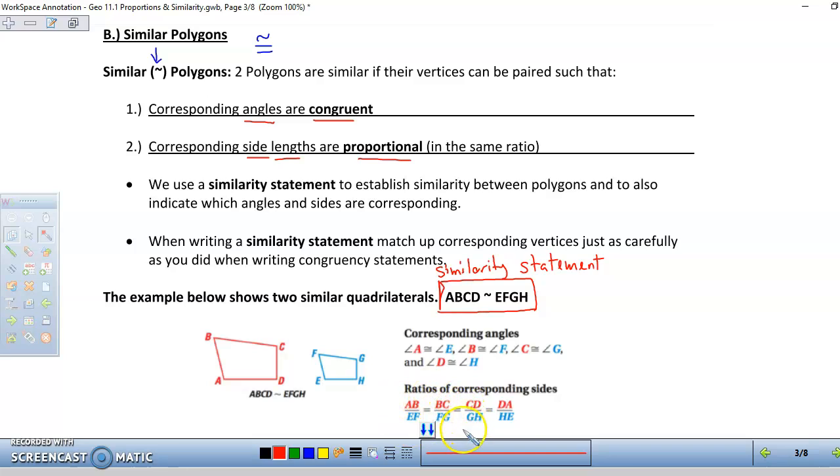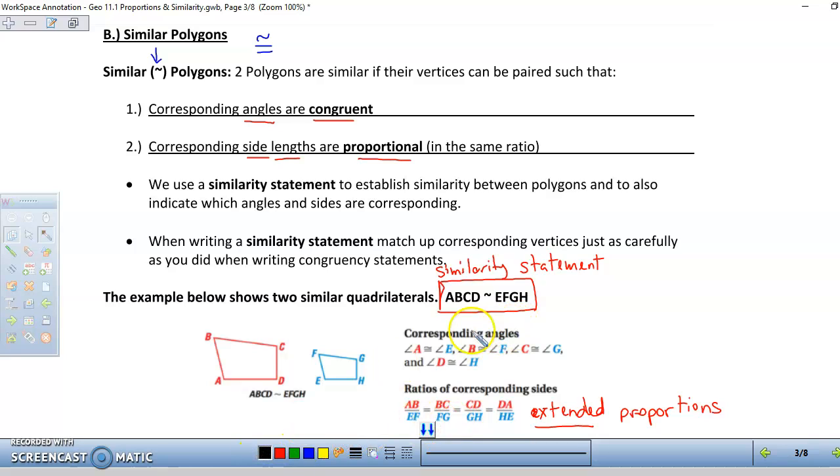And then the difference is that you set up your corresponding sides in an extended proportion. So this is called an extended proportion. So when you have more than just two ratios set equal to each other, that's an extended proportion. Okay, but you'll notice the fraction AB over EF is the same as BC over FG, and so on, to create that extended proportion.